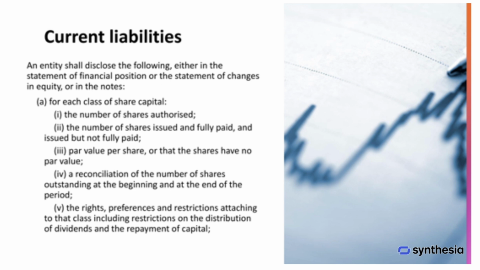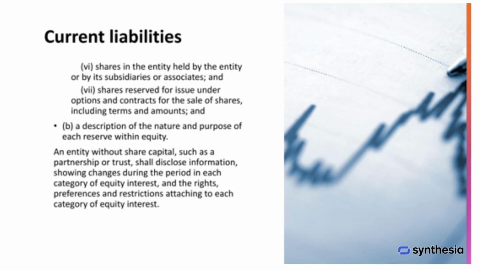Additionally, the rights, preferences, and restrictions attached to each class of shares, including any limitations on dividend distribution and capital repayment, must be outlined. The entity should also disclose information regarding shares held by the entity or its subsidiaries or associates, as well as shares reserved for issue under options and contracts for the sale of shares, including terms and amounts. Furthermore, a description of the nature and purpose of each reserve within equity should be provided.